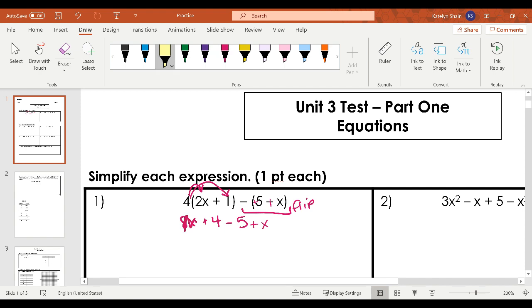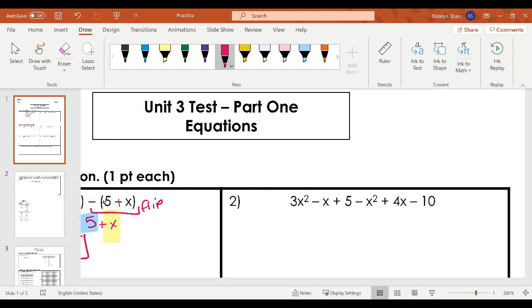So I see an, oh, that did not do a highlighter. Well, I see an 8x, and I see an x. Okay, so I can combine those together, and I get 9x. And then I also see a plus 4 and a minus 5. So I can combine those to get negative 1, and that is your answer. That is as simple as you can get. Okay, so we're just kind of trying to simplify this and combine as much as we can.